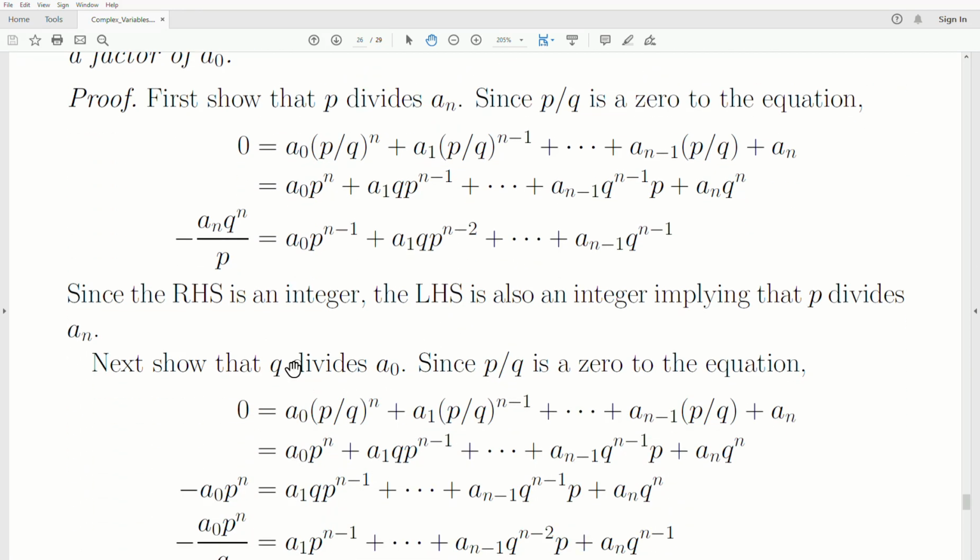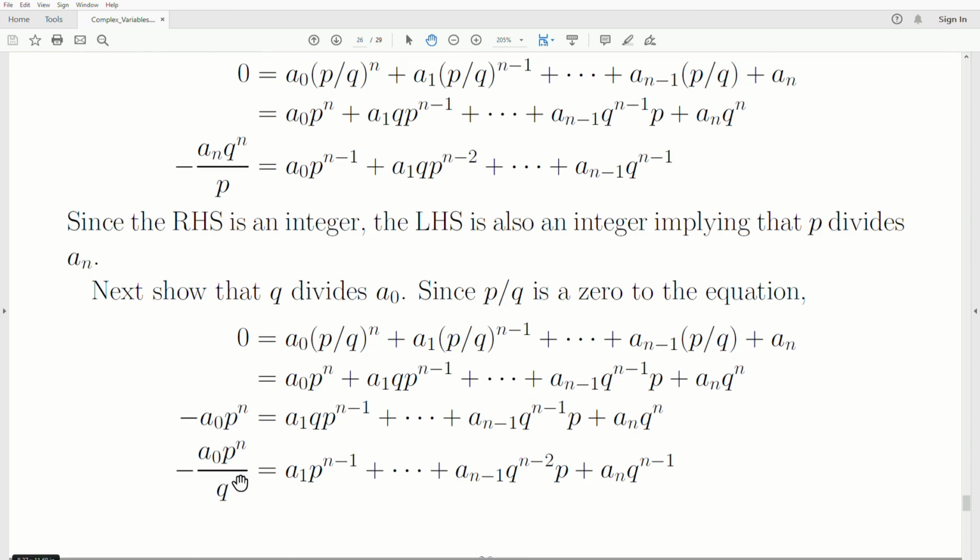Now let's show that Q divides a0. Since P over Q is a zero of the equation, let's plug it in. Let's multiply both sides by Q to the n, and we get some cancellations. We get this. But let's take this first term and subtract it to the other side. And so we get this. So nothing's changed, but we've subtracted that over. Now let's divide every term by Q, and we get some cancellations over here.